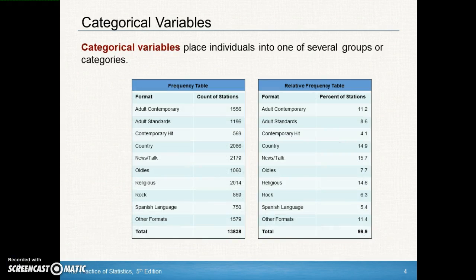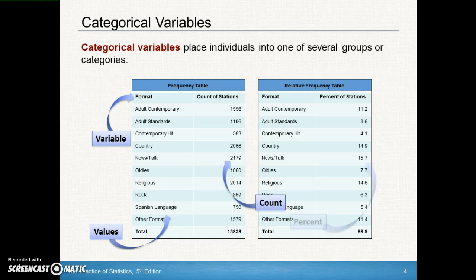We're going to be focusing today predominantly on categorical variables. We'll touch on quantitative variables later this week, but categorical variables, recall, place individuals into one of several groups or categories. And we can use a table to display information about categorical variables. So here we have two kinds of tables of types of radio stations. Our variable is types of radio stations, and each different type is a value of that variable. So country radio is a value of the variable type of radio station.